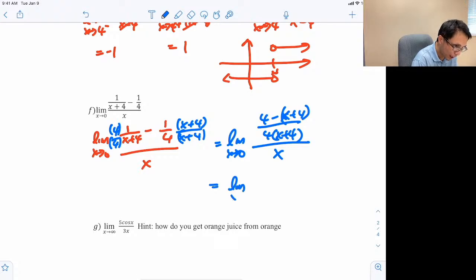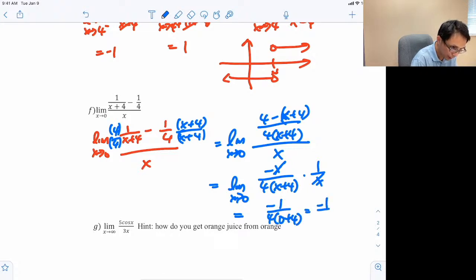And the limit as x approaches 0, that's just going to give me negative x over 4 times x plus 4, and that's going to be times 1 over x. The x will cancel. You plug in 0, it's going to be negative 1 over 4 times 0 plus 4, equal to negative 1 over 16.